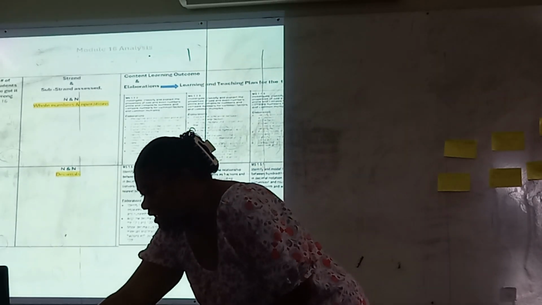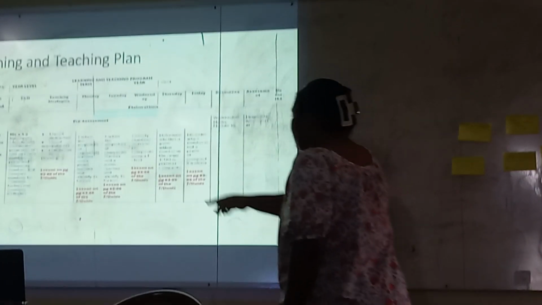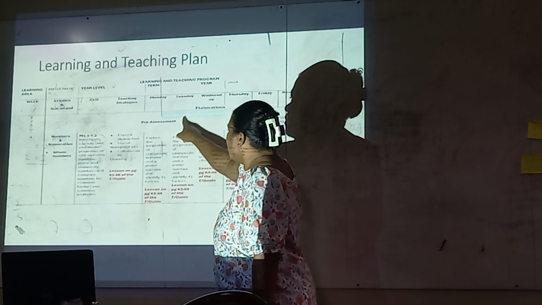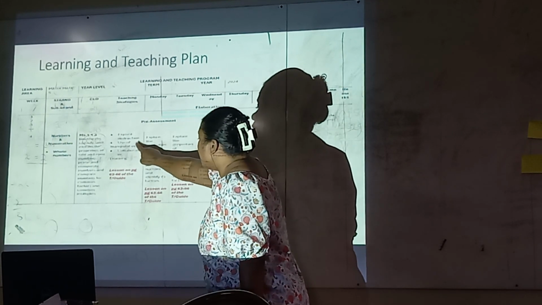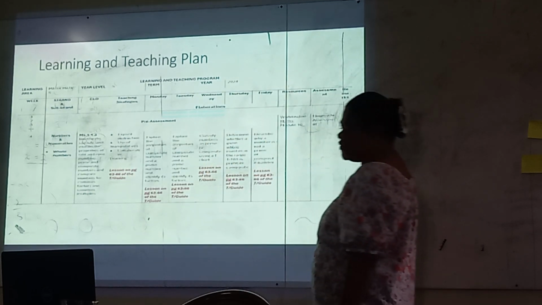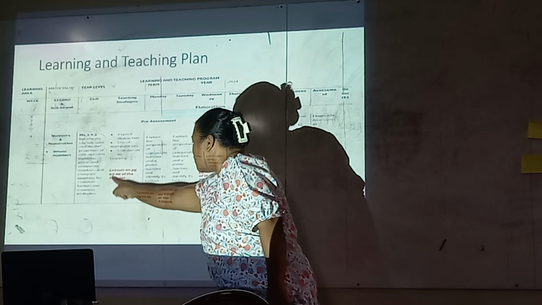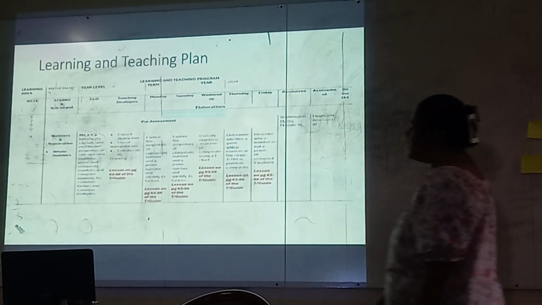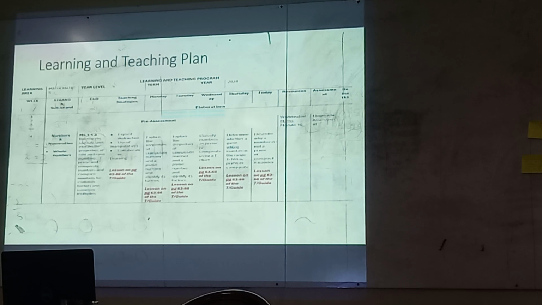So in the LTP, for example, the learning and teaching plan, here, this is week 3, week 4. Explicitly teach using manipulatives there, and the lesson is on page 63 to 66 of the teacher's guide. The lesson is already there. What the teacher has to do is take that and transfer it to the workbook. It's just a cut and paste.